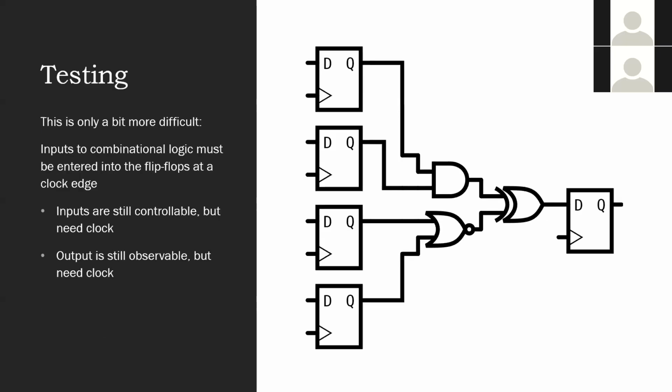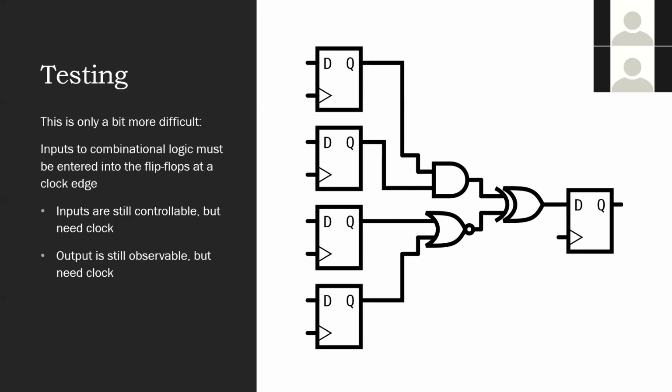Now let's add some complexity to this combinational circuit. In a typical ASIC, which is sequential and synchronous, the inputs are unlikely to come directly from primary ports. Inputs are likely to come from flip-flops. I've shown a case here where I've taken the same combinational circuit, and instead of the inputs being directly controllable, now the inputs are all connected to flip-flops. And instead of the output being directly observable, the output is connected to a flip-flop.